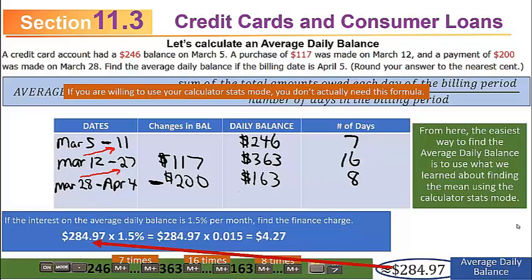All you need to do is take that $284.97 and multiply it by 1.5%, but remember, you have to change that percent to a decimal, so 1.5% is 0.015, and 0.015 times $284.97 is $4.27. So for that month, your average daily balance of $284.97 would produce a finance charge of $4.27.